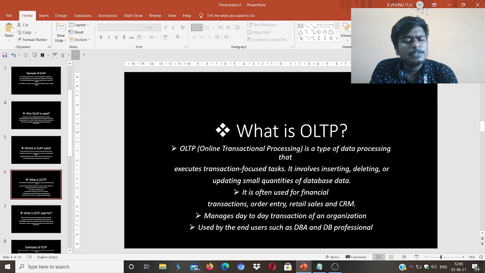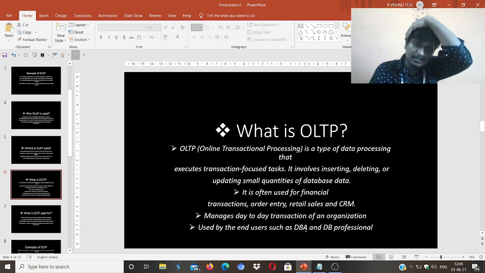OLTP. What is OLTP? OLTP is online transaction processing. It is a type of data processing that executes transaction-focused tasks. It involves inserting, deleting, and updating small quantities of database data. It is often used for financial transactions, order entry, retail sales, and CRM. It manages day-to-day transactions of an organization. It is used by end users such as database administrators and database professionals.